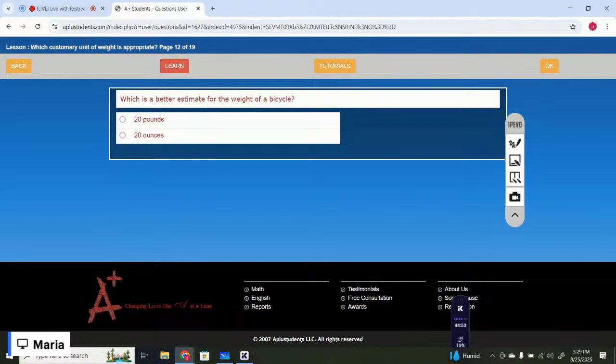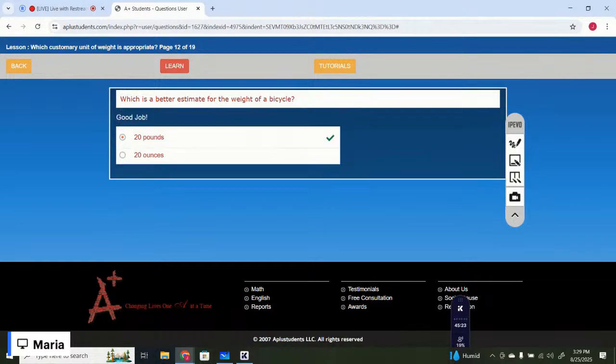Which is a better estimate for the weight of a bicycle? The weight of a bicycle would be 20 pounds. Option number one is the correct option.